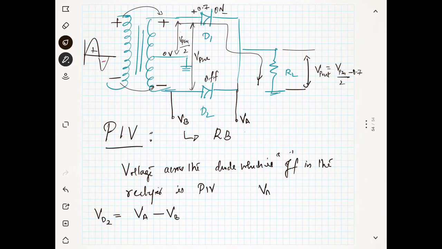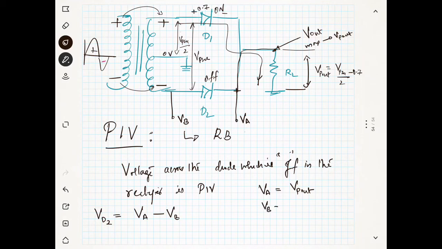So we will see what VA is. VA is this point. That means this point is nothing but your Vp out, or Vout maximum. So VA has a maximum value of Vp out.